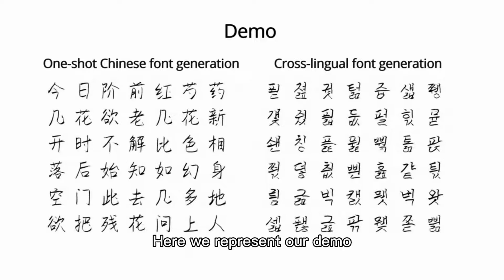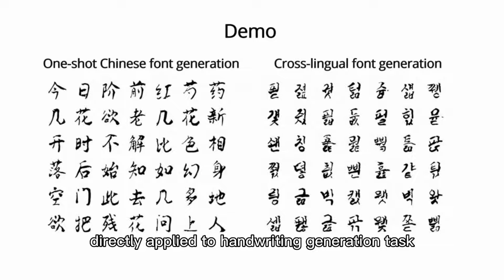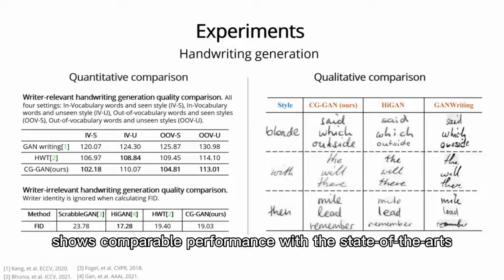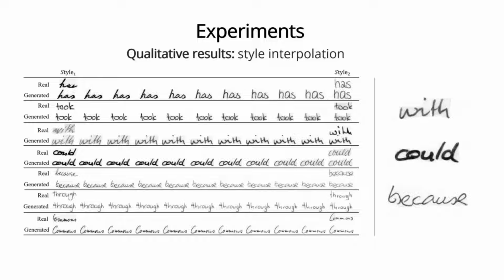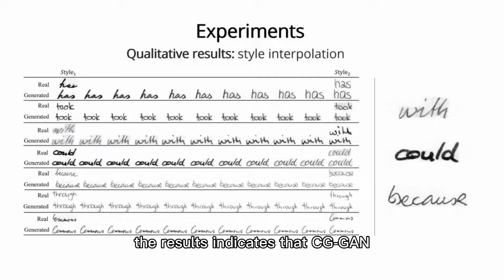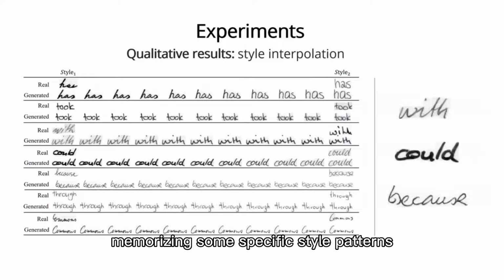And here we present our demo. Furthermore, CGGAN can be directly applied to handwriting generation tasks without any adjustment. Our proposed method shows comparable performance with the state-of-the-art under both writer-relevant and writer-irrelevant scenarios. We perform linear style interpolation between 2 random styles. The result indicates that CGGAN can generalize in the style latent space rather than memorizing some specific style patterns.